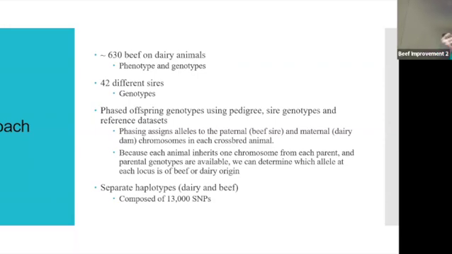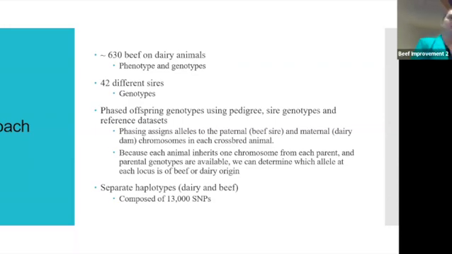They know the dams, they know the sires, and they have tons and tons of data, particularly on these beef-on-dairy animals. And so I use pedigree information and phasing software to be able to determine which allele came from which parent. And since I had both sire genotypes as well as a huge reference of Holstein genotypes, I was able to properly phase for each offspring which allele came from the sire and which allele came from the dam. And so in this case, which allele came from the beef side and which allele came from the dairy side, which is very, very important for this type of analysis.